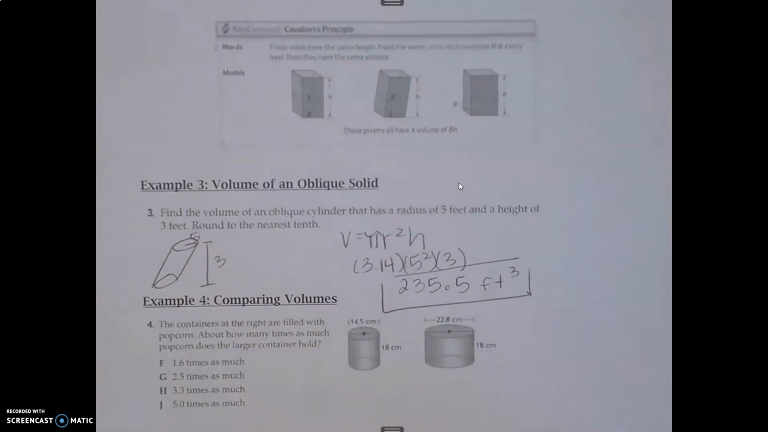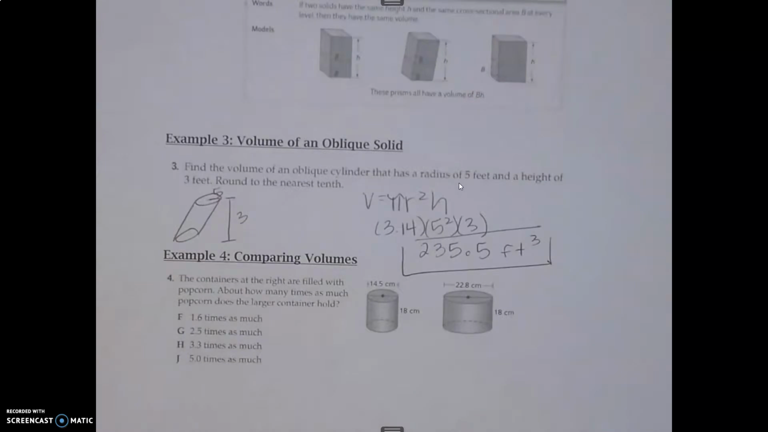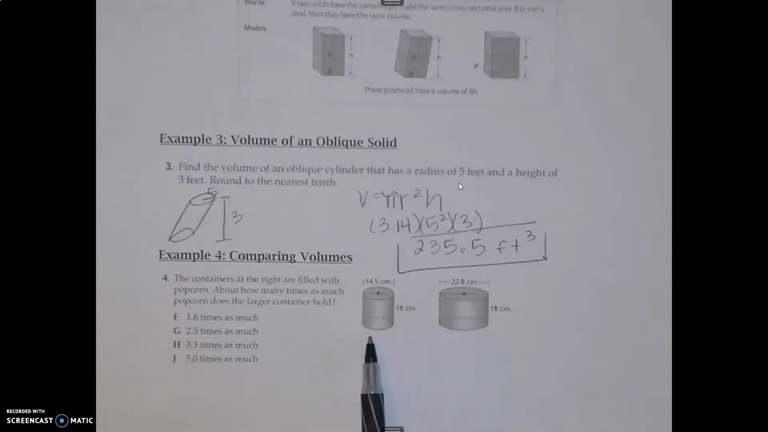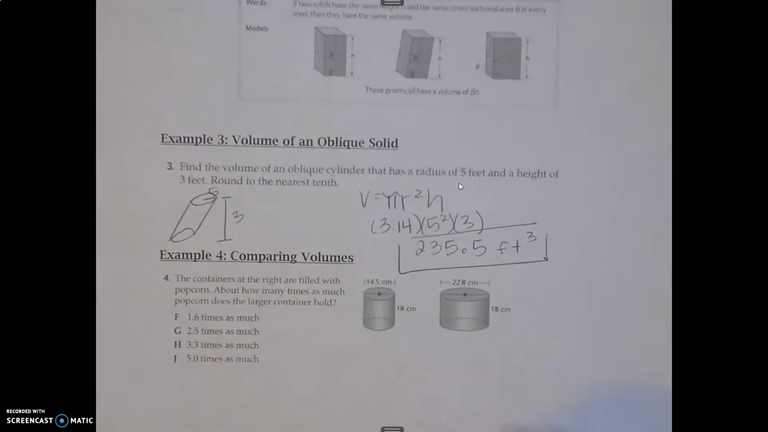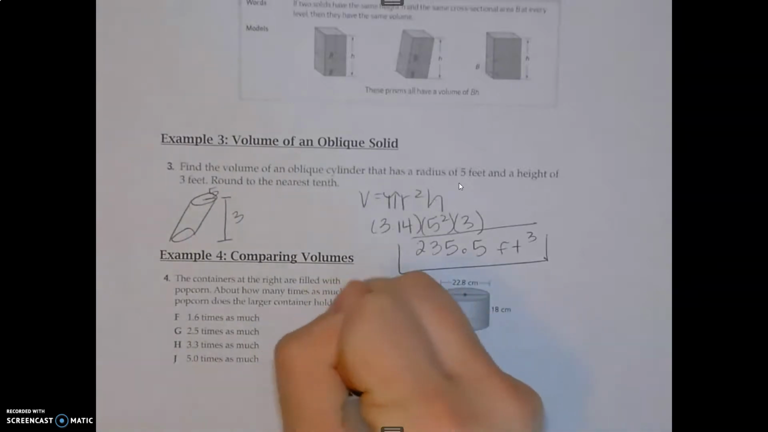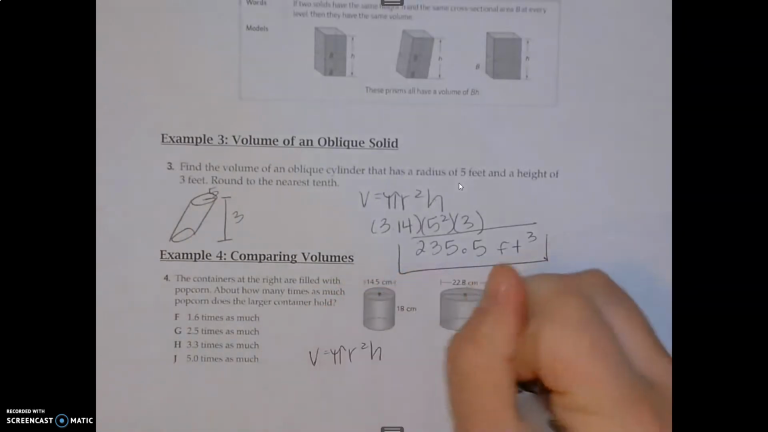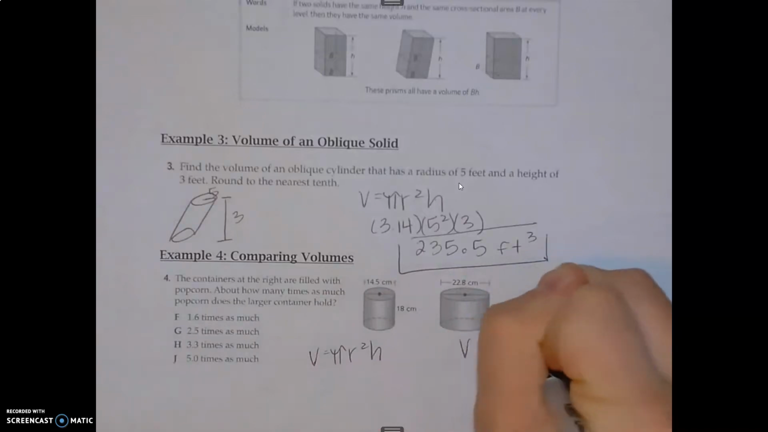Okay. So now we're going to look at comparing volumes. So we have two cylinders. We have the containers at the right, and they're filled with popcorn. We want to know about how many times as much the larger container holds than the smaller container. So we'll need to find the volume of each of them and then compare them using a ratio.